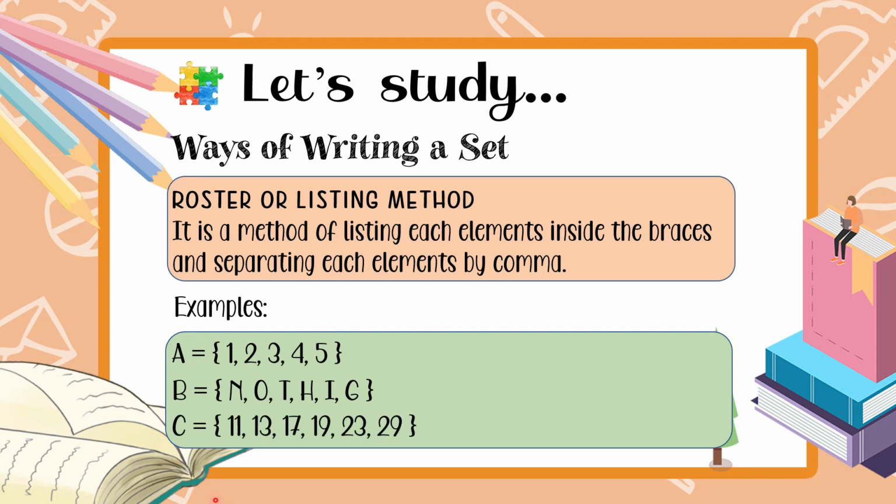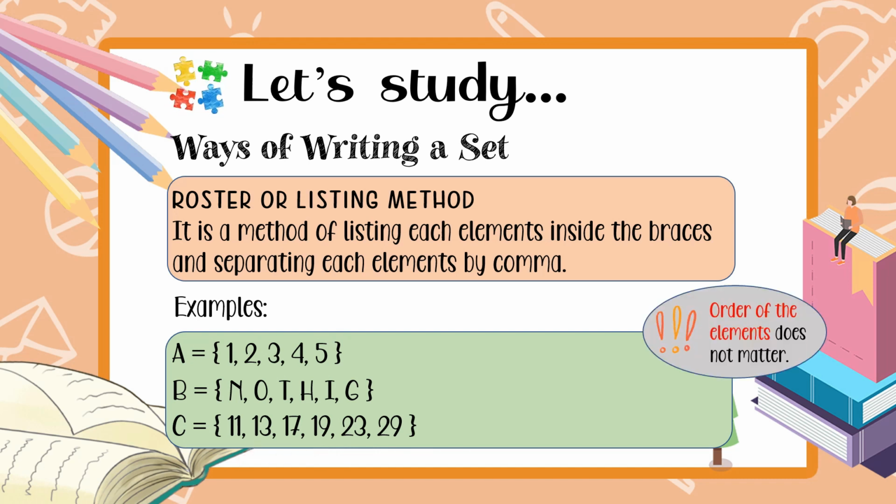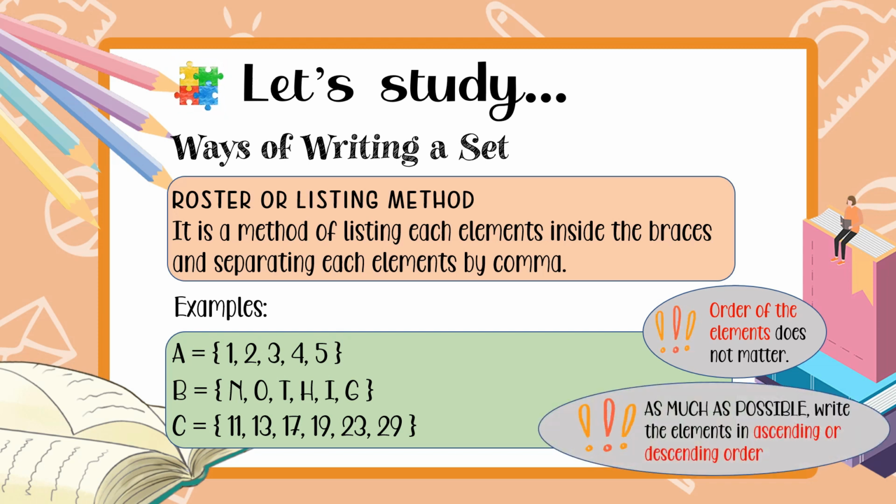And lastly, we have the set of prime numbers between 10 to 30. So, ito. We have 11, 13, 17, 19, 23, and 29. May braces and merong commas. The order of the elements doesn't matter. So, okay lang kahit hindi sila sunod-sunod. Pero, as much as possible, write the elements in ascending or descending order para maayos.